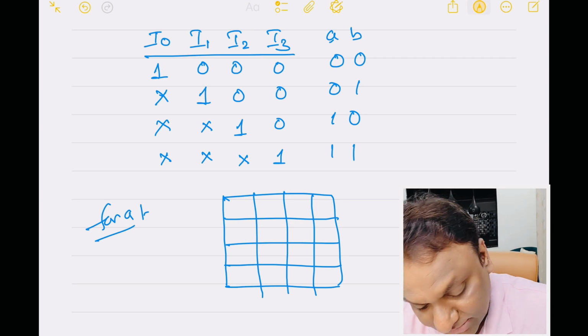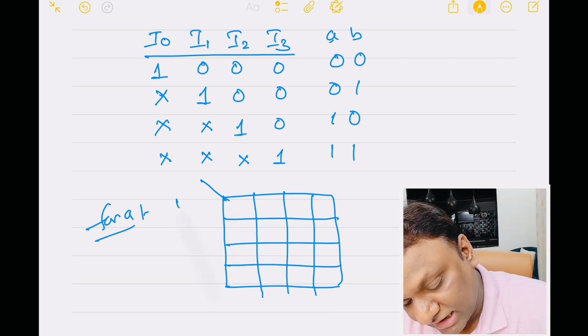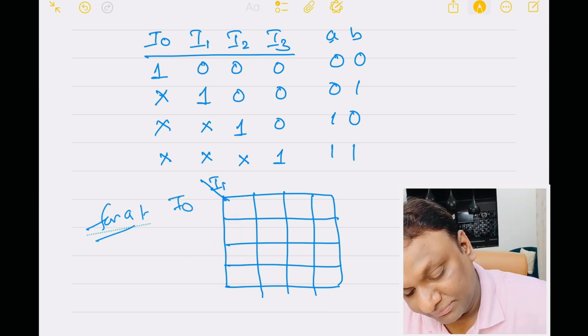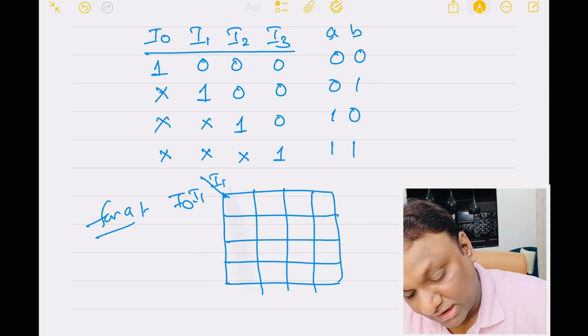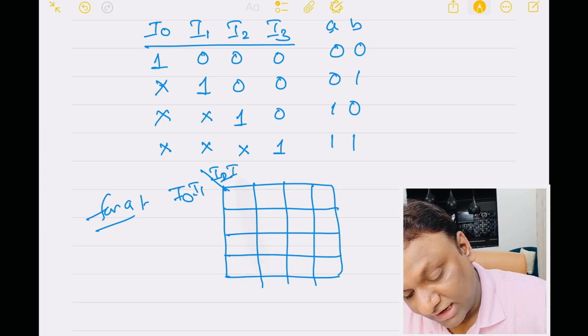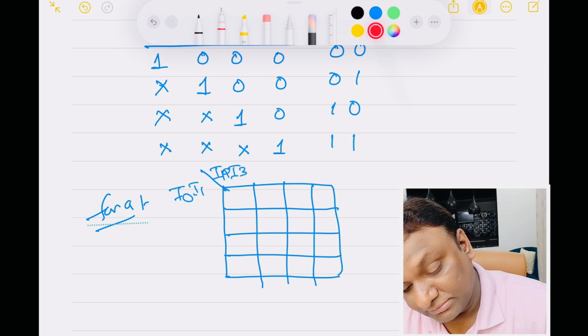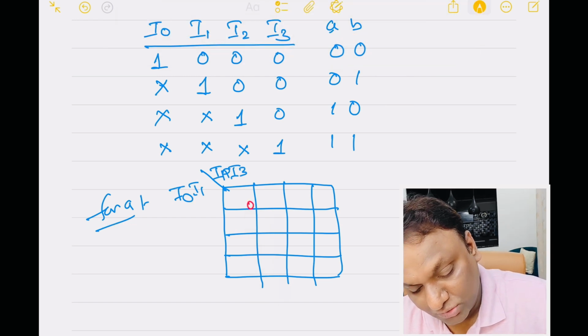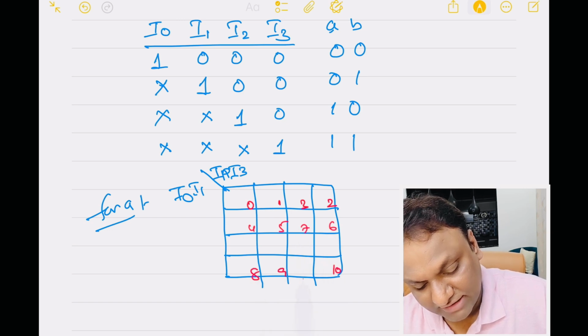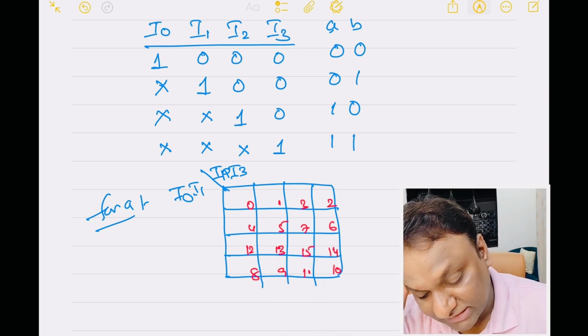I will be using a 4 variable K-map. Here I have I0, I1, I2, I3. Now, this is 0, 1, 2, 3, 4, 5, 6, 7, 8, 9, 10, 11, 12, 13, 14 and 15. Now, you try to plot this thing.